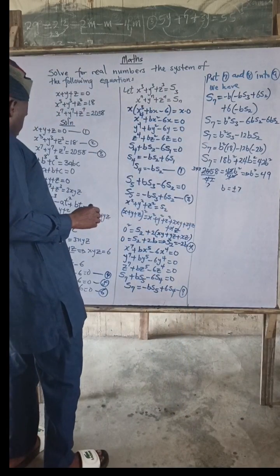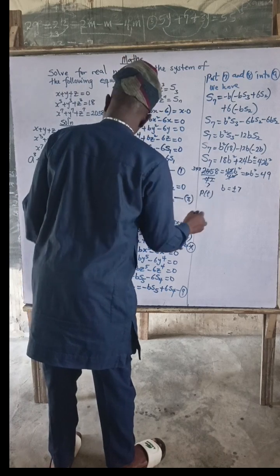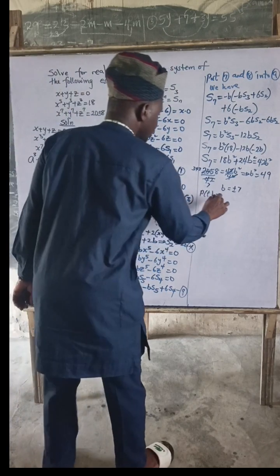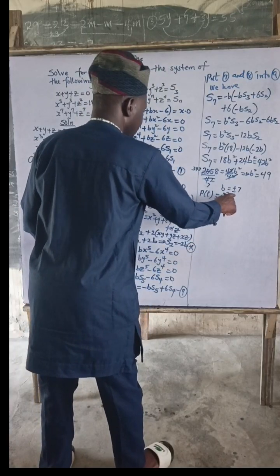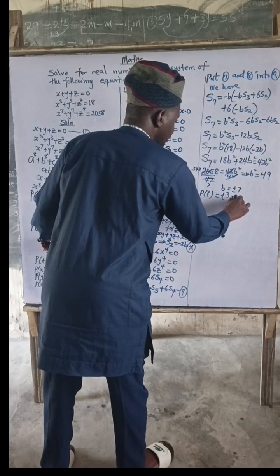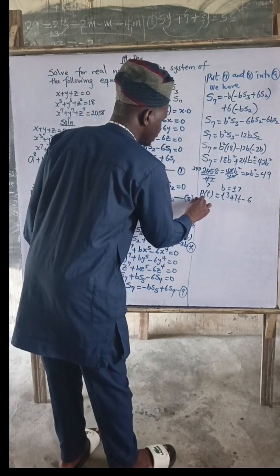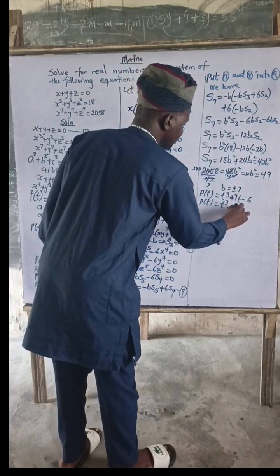Now back to this question that we are solving. So we have p of t, which equals t cube, then b. Now in this case, we can use plus 7 or minus 7. Let's check for plus 7t, then minus 6. We have gotten c to be 6. And we can also use p of t equals t cube minus 7t minus 6.